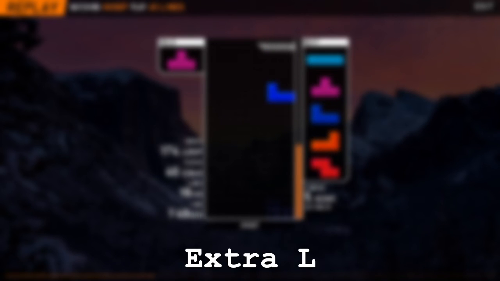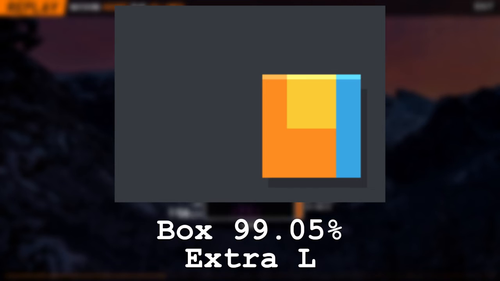For extra L, there are some 100% setups, but you wouldn't be able to build them most of the time. You could build a 4x4 box like this. It has a 99% solve chance, but it will be hard to solve.